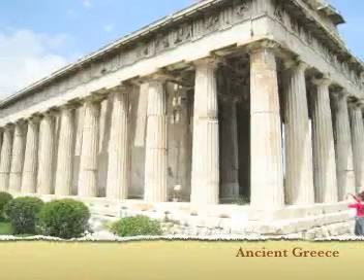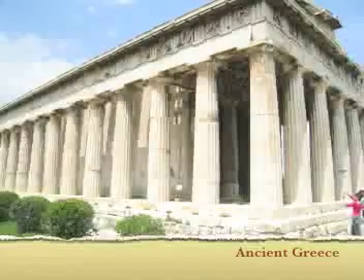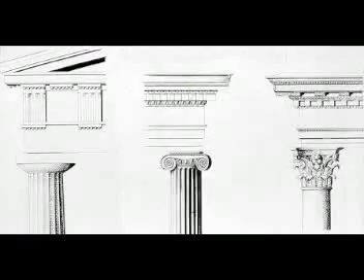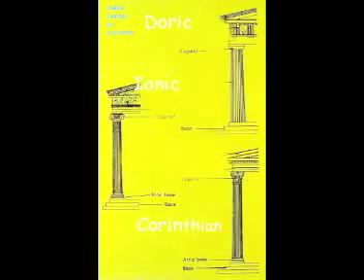Further north, also on the Mediterranean, the Greeks adapted the post and lintel styles of the Egyptians and over time developed three elegant, graceful styles: the Doric, Ionic, and Corinthian. Greek column orders are distinguished by the top of the column, the capital. The Doric is plain, the Ionic has scrollwork, and the Corinthian is embellished with leaves.